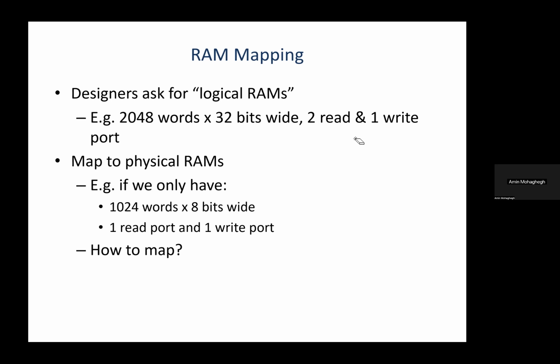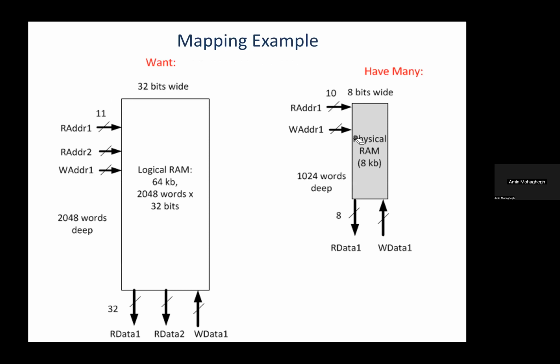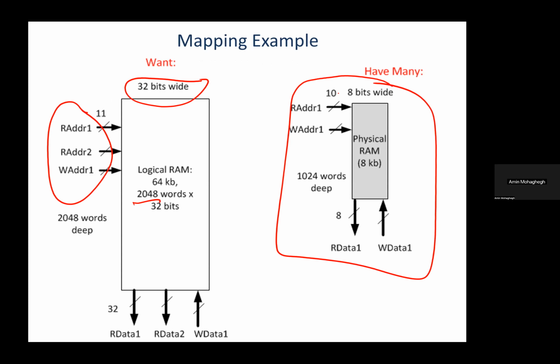So how are we going to map this? Let me break that down with a nice picture. Before I ask that question again, this just graphically shows what I said. I want this big logical memory, 32-bit words, 2048 of them, 2 read ports, 1 write port, and I have a whole bunch of these physical RAMs, which are smaller. They only have 1 read and 1 write port. They only have 1,000 words, and they're only 8 bits wide. So clearly, I need more than one of these physical RAMs. It's not going to work otherwise. But how do I do this? How do I combine them?